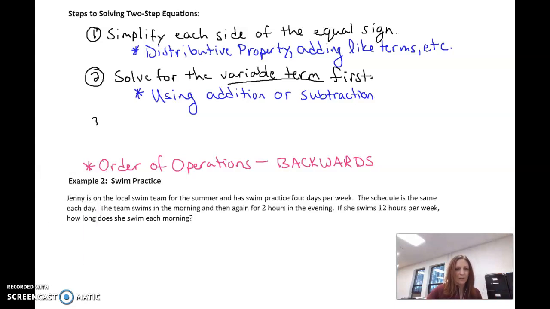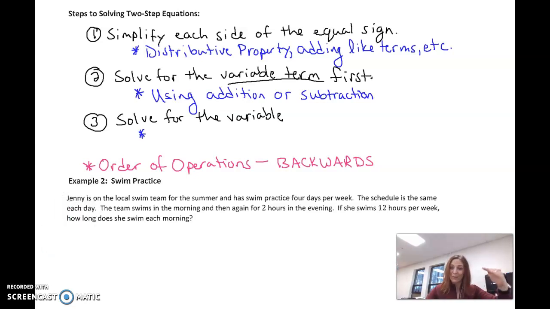All right, then step 3. So now we've solved for the variable term. Now we're going to solve for the variable. Okay, so now we're into a one-step equation. This is a two-step equation. We simplify it. We get rid of whatever's being added on or subtracted, whatever. And now we're going to solve just for the variable. And to do that, we're going to use the next step up in order of operations, multiplication and division.